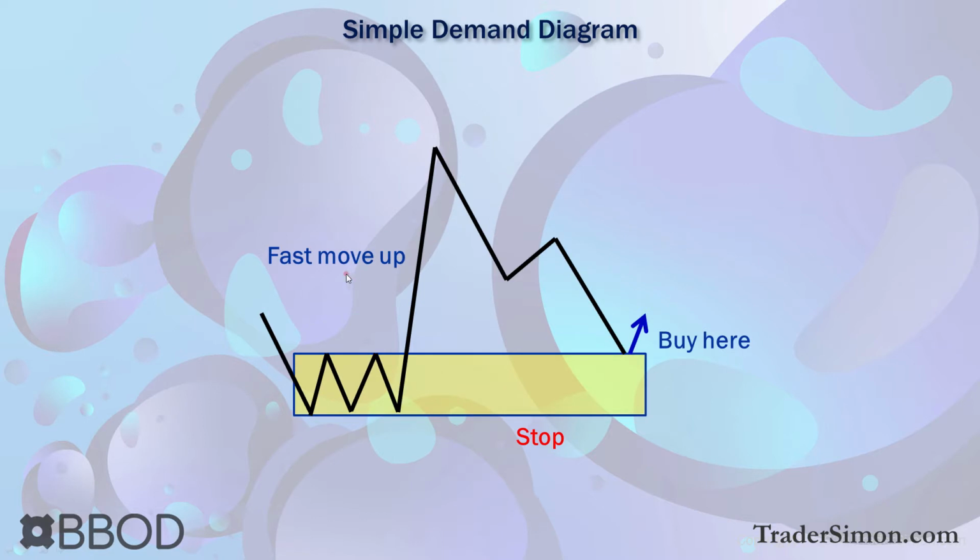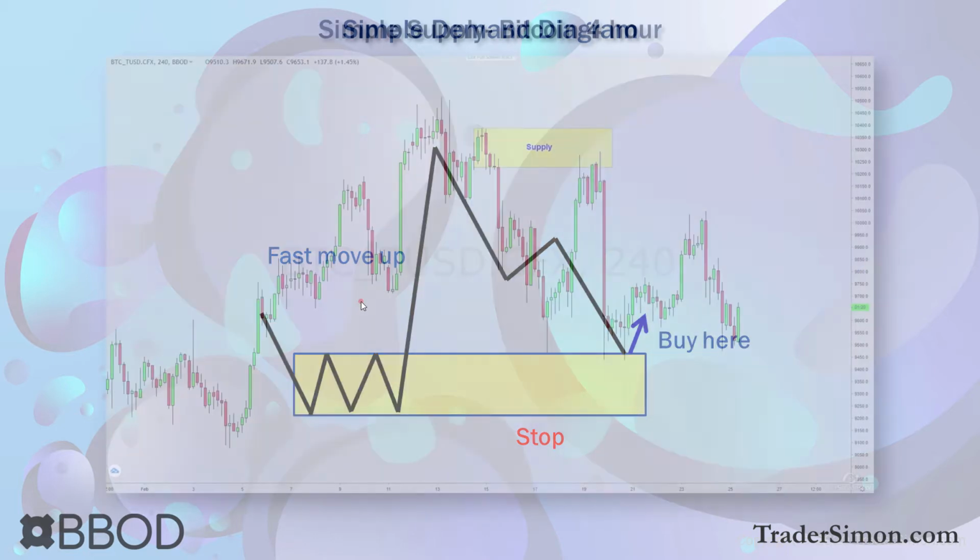Demand is the same but the opposite. You've got your small base here and the market shoots up very quickly, comes back down preferably slowly, and that's where we buy, and your stop loss will go below the zone.